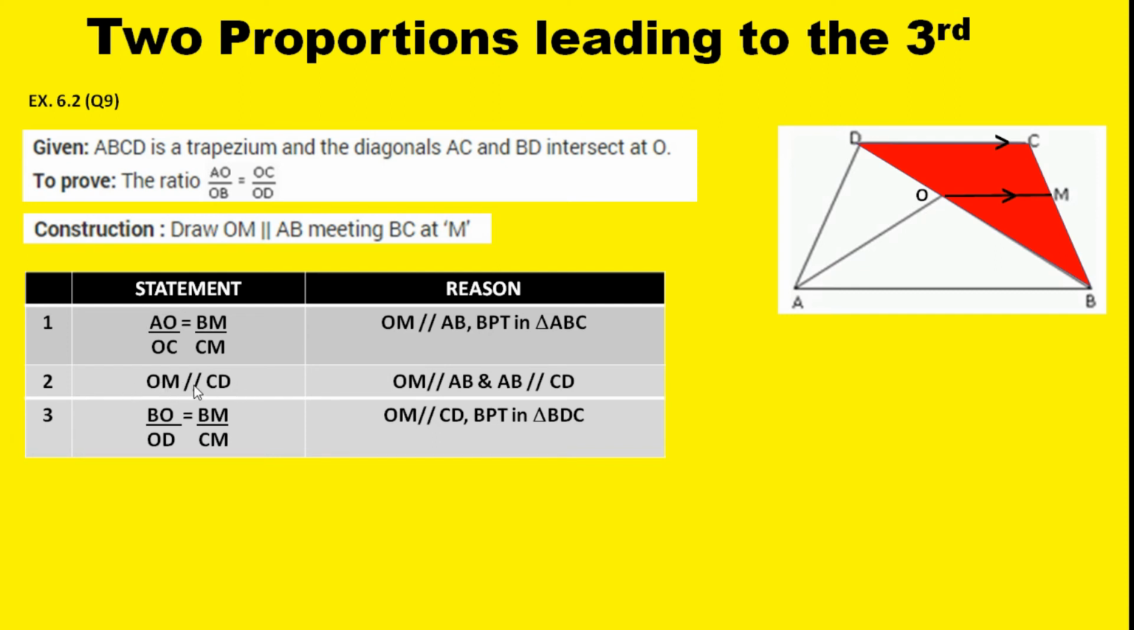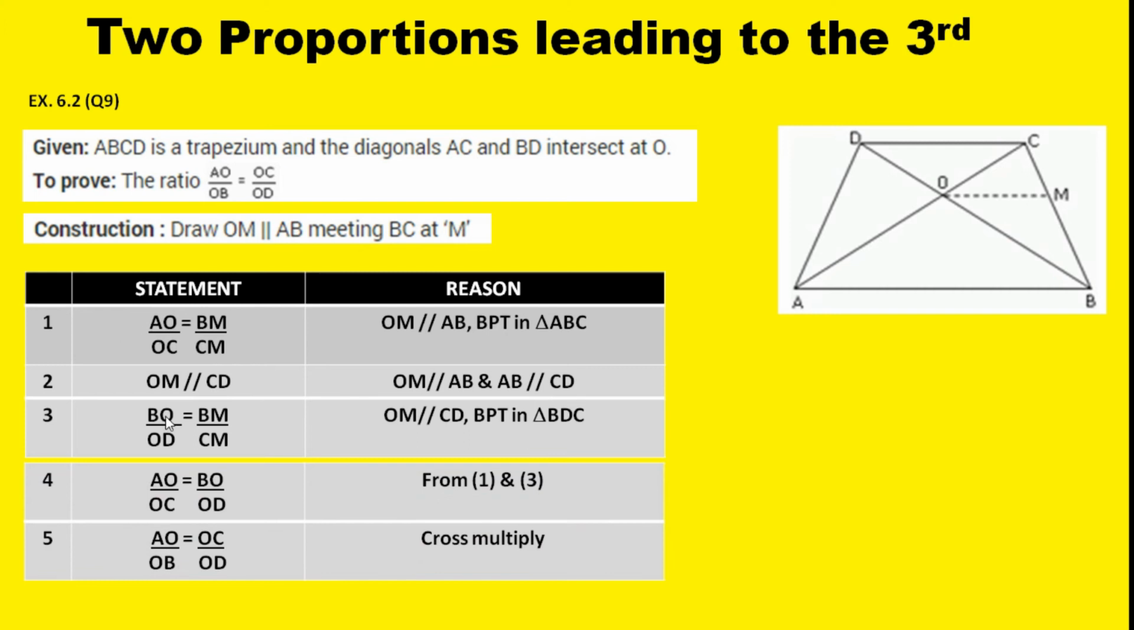But why is OM parallel to CD? OM is parallel to CD because it was given to us that AB is parallel to CD. It was given to us. And we have taken OM parallel to AB. Because AB is a common parallel side to OM and CD, therefore OM is parallel to CD over here. So statement 1 and statement 3, the right hand sides are equal just as in the previous two problems. Hence we have the two left hand sides equal. That means AO upon OC is equal to BO upon OD.